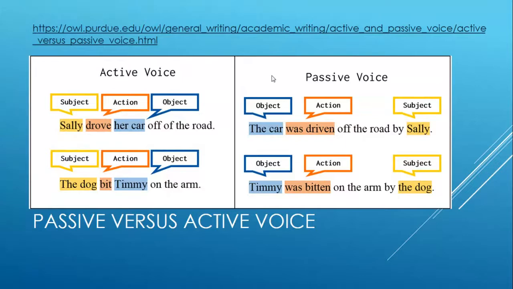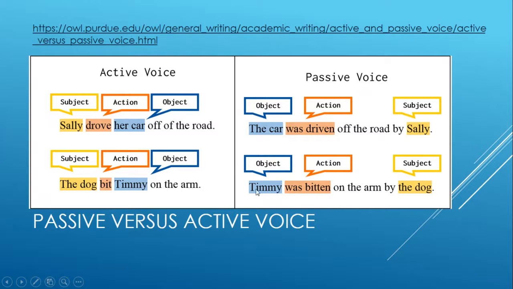Sometimes when you go into spell check and grammar, it'll tell you you're using the passive, and you've got to be careful. The car was driven off the road by Sally. The doer of the action is towards the end of the sentence. It takes away the power of the sentence. Here you know that you have passive because you have was and you're using by towards the end of the sentence. The dog bit Timmy on the arm. Timmy was bitten on the arm by the dog.